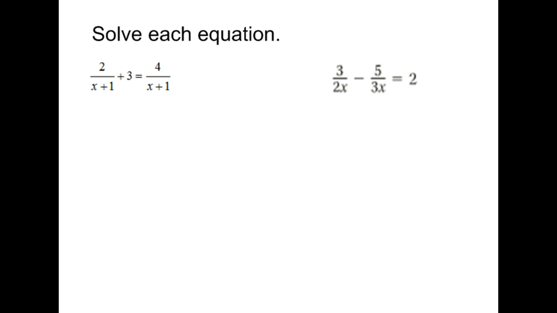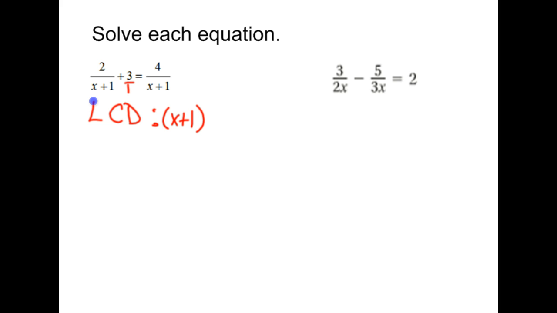The first thing I need to do is find out what my LCD is. Let's take a look at this. In the first fraction, I see an x plus 1, so I know that has to be in my LCD. For the 3, it has a denominator of 1. Even though that's a denominator, I don't really care about it. And then lastly, the last fraction has an x plus 1. It's already in the list of the LCD, so I don't need to add that x plus 1 into the list again. All right, so this is my LCD.